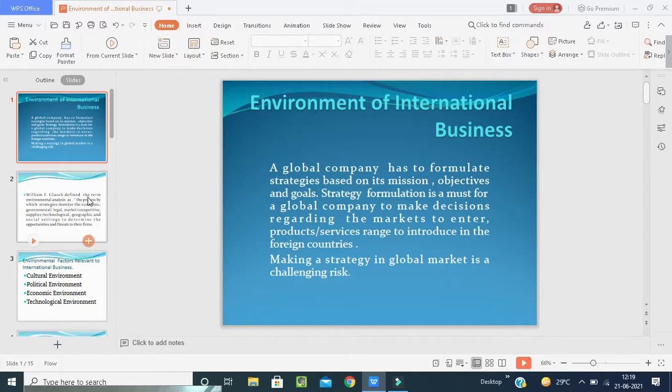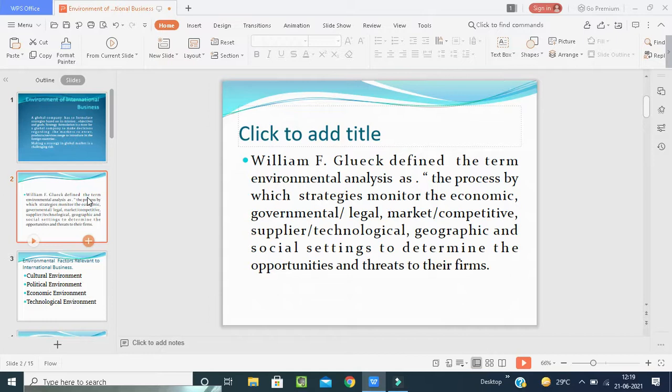Now, according to William F. Glueck, he defined the term: international environment analysis is nothing but the process by which strategists monitor the economic, government or legal, market competitive, supply, technological, geographical and social settings to determine the opportunities and threats to their business. So these are the things where it is taking place.